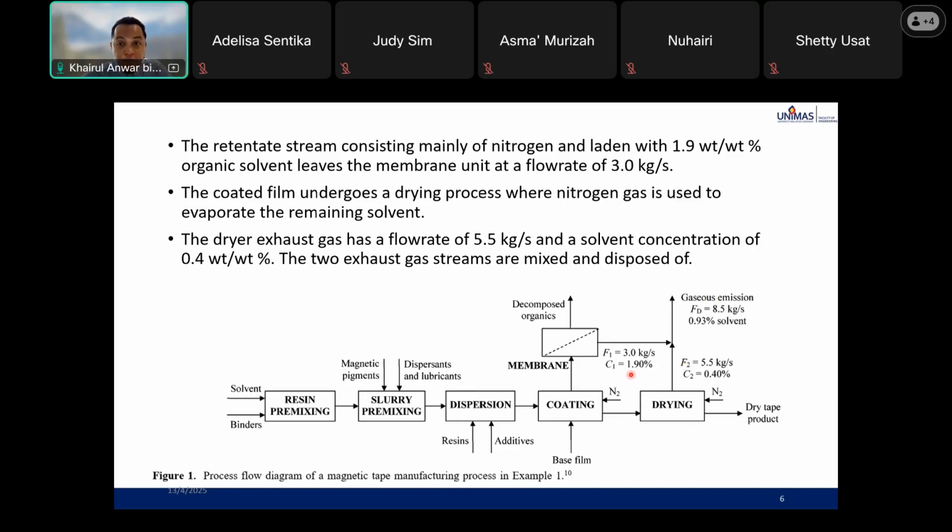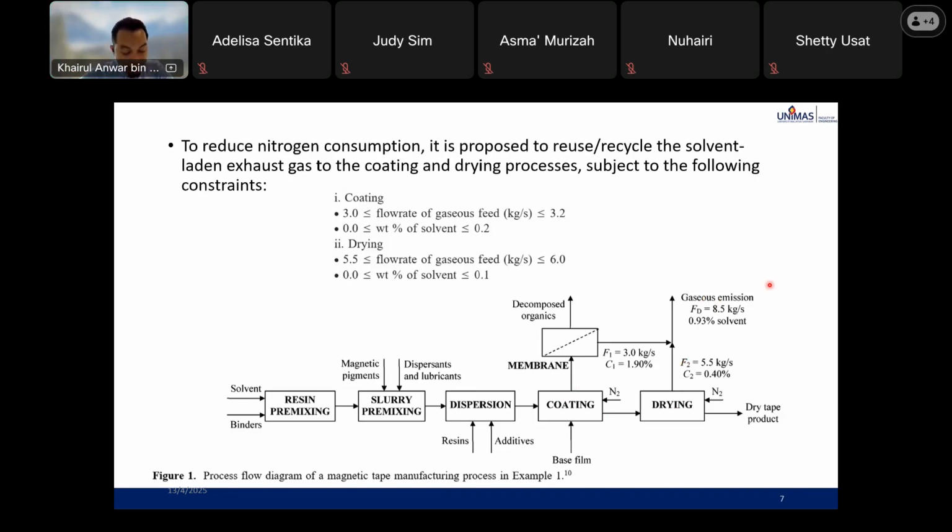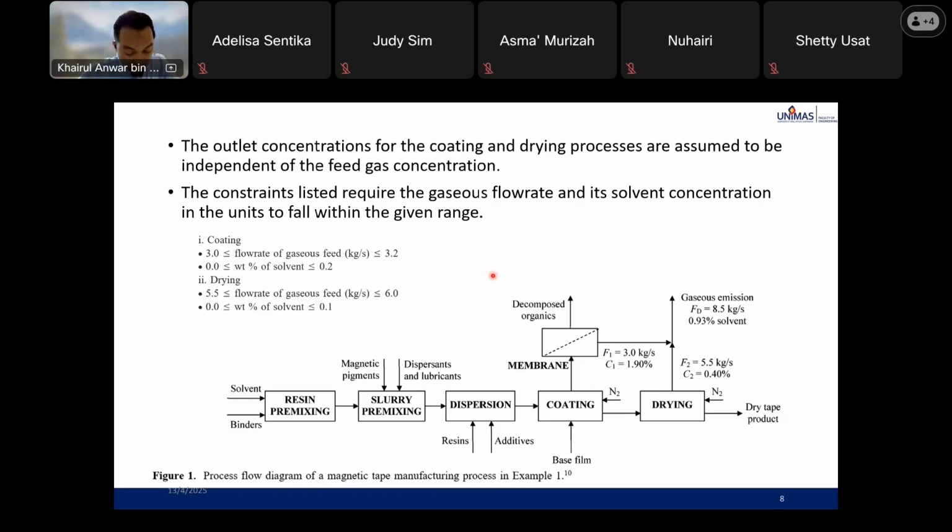So for coating, the constraint is the gas flow rate must be between 2 to 2 kilograms per second with percent of solvent equal to 2.2. For drying, the flow rate is between 5.5 and 6, and the solvent is less than 0.5. So the outlet concentrations for the coating and drying processes are assumed to be independent of the feed gas concentration. The constraints listed above require the gaseous flow rate and its concentration to fall within the given range.